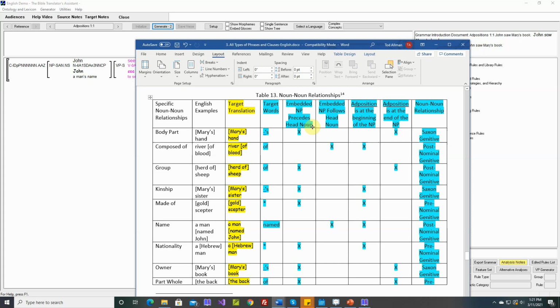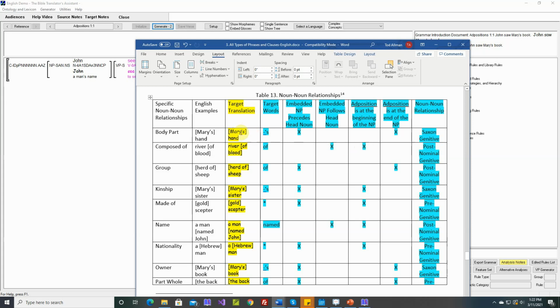We also mark, okay, the embedded noun phrase precedes the head noun. Okay, so Mary's hand. The head noun is hand. The embedded noun phrase, in this case Mary, precedes the head noun, so we put an X here. If it follows the head noun, river of blood, the embedded NP follows the head noun, we put an X here. Adposition is at the beginning of the NP. Here, river of blood. So this adposition is at the beginning of the NP.